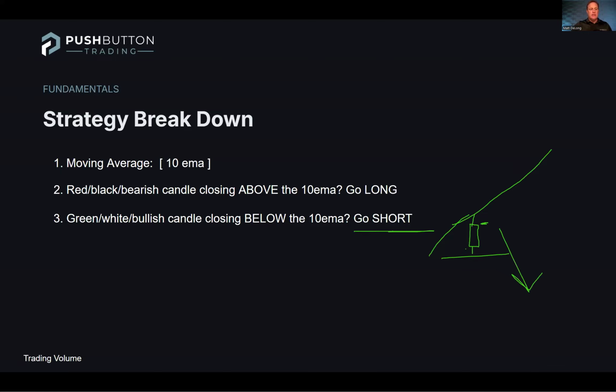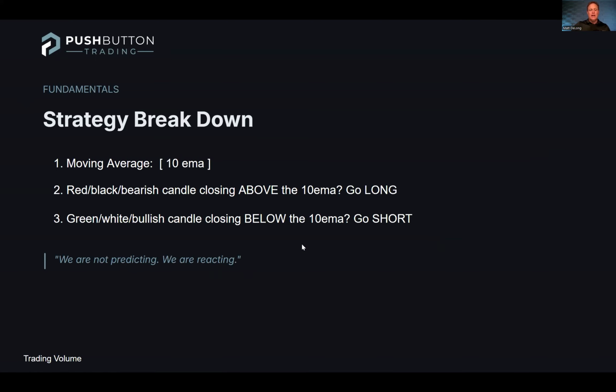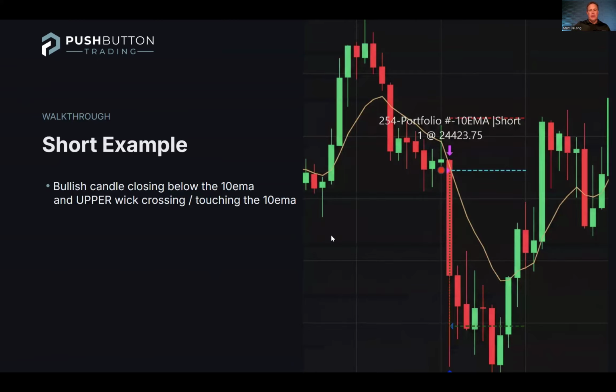Okay. You guys ready to jump into some real examples? So let's take a look at our example number one. This is a short example, short meaning bearish, bearish meaning you're going to sell to open and wait for a lower move. Now this is an actual real trade that was taken.